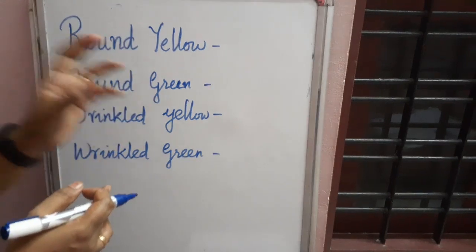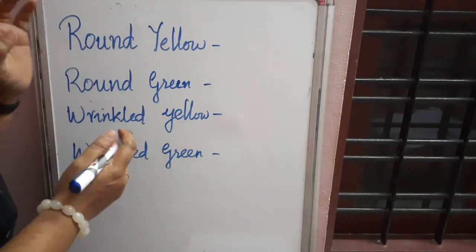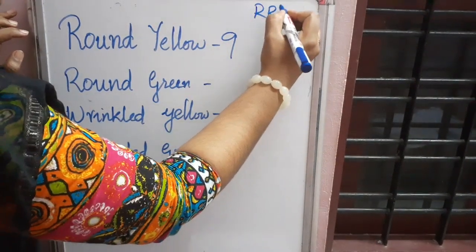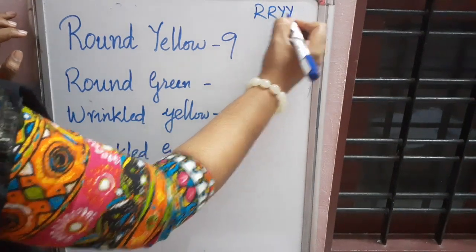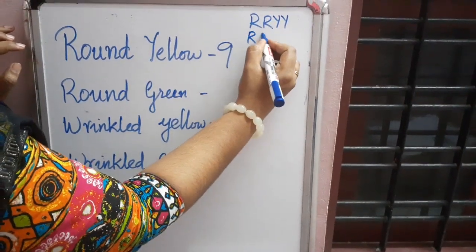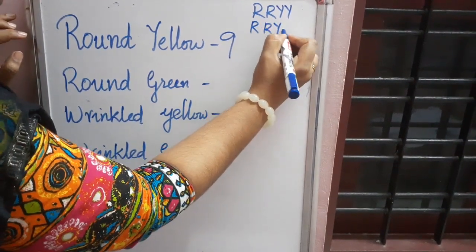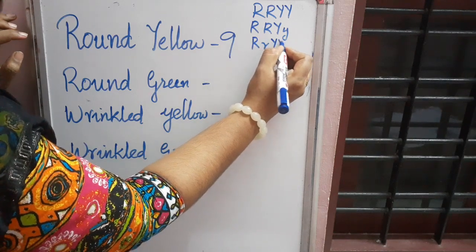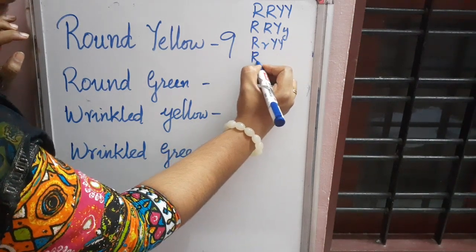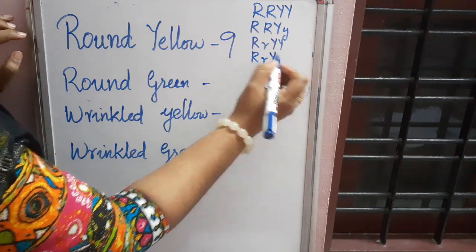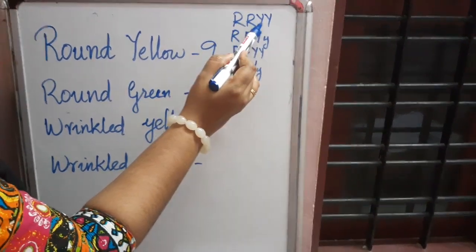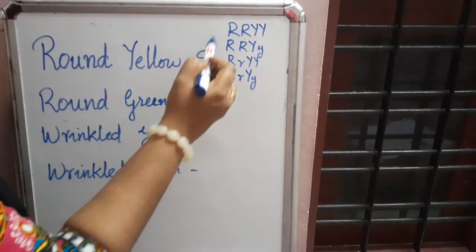Okay, so the plants which have round yellow seed will be 9. It contains capital RR, capital Y, and capital R, capital Y, small y, capital R, small r, capital Y, capital R, small r, capital Y, small y. So in these, you can see the round character and yellow character is dominant. So 9 we will get round yellow seed plants.